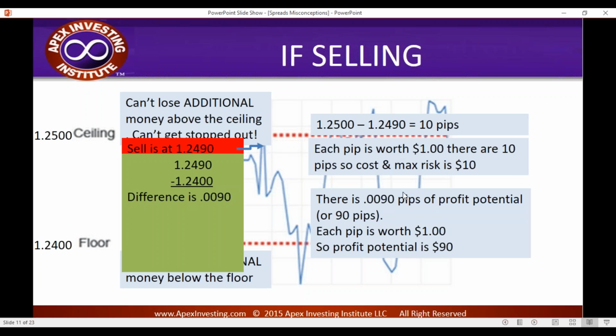Now, there's 90 pips of profit potential, because I'm selling at 24.90 and my spread floor, or bottom, right here is at 2,400. From 24.90 down to 2,400 is 90 pips. So there are 90 pips of profit potential. Each pip is worth $1, so the profit potential is 90 bucks.